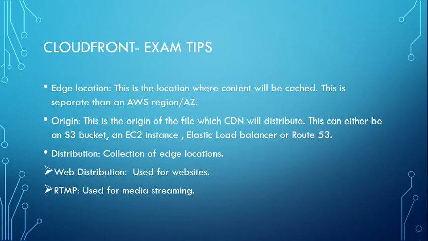So what is a distribution? A collection of edge locations. There are mainly two types of distribution. The first one is web distribution, for distributing websites mainly, and those websites can be PHP or dynamic websites or static websites like HTML. The second one is RTMP, which is mainly used for media streaming. Suppose you want to stream your live video or live gaming video, then the RTMP type of distribution is used. So all kinds of data can be distributed using edge locations or CDN.